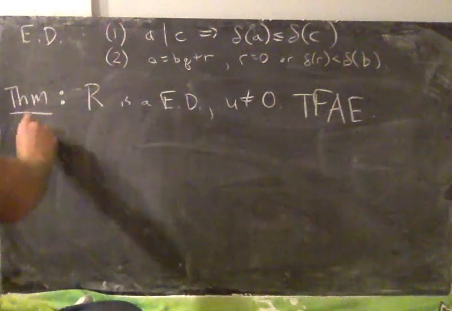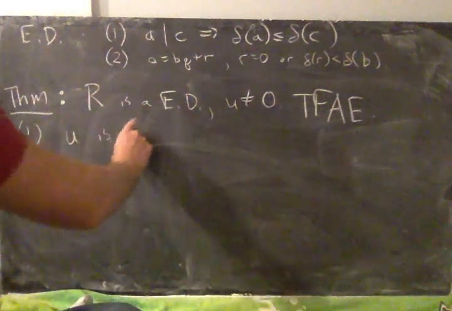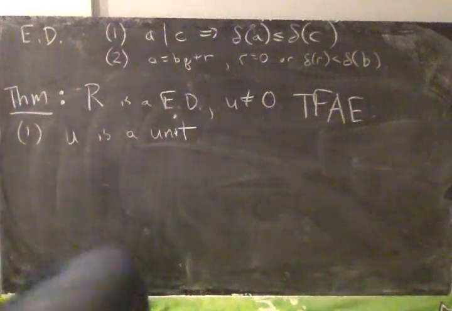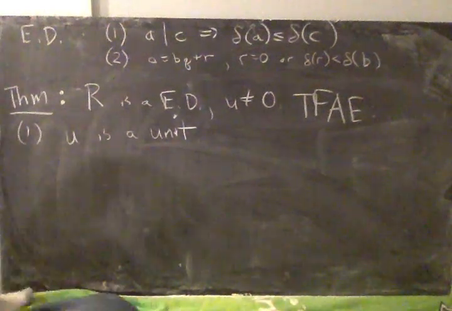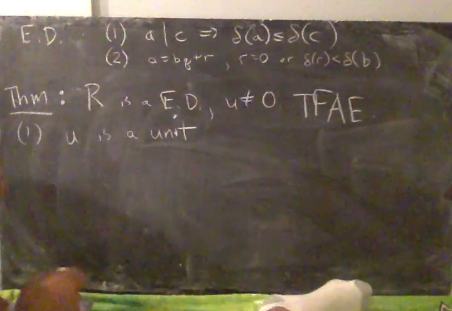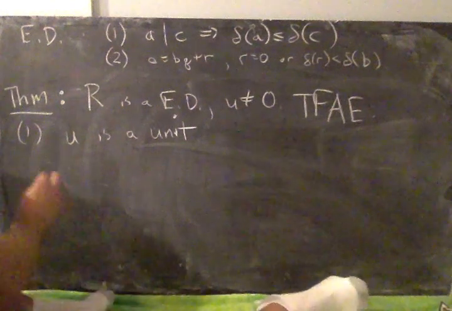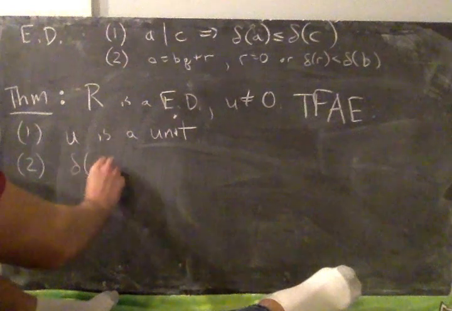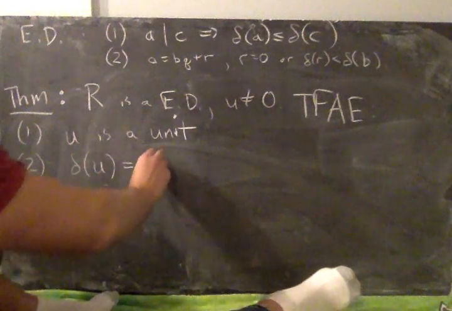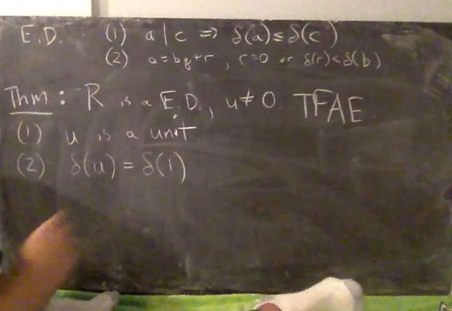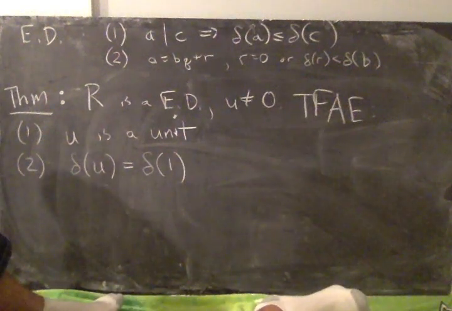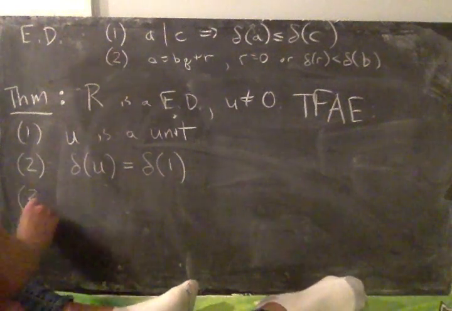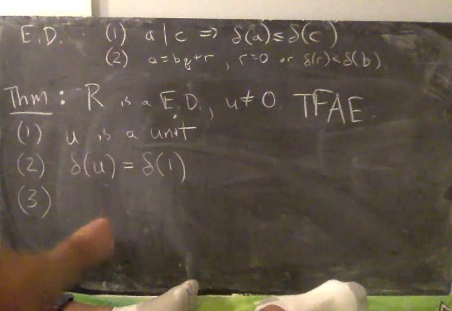Okay. One is that U is a unit. So we saw that if U is a unit, then U is on the bottom rung of that ladder, and 1 is down there as well. So that immediately implies 2, which is that the value of delta at U is equal to the value of delta at 1. So we've already established that. Okay, and this is a particular case of the following statement.